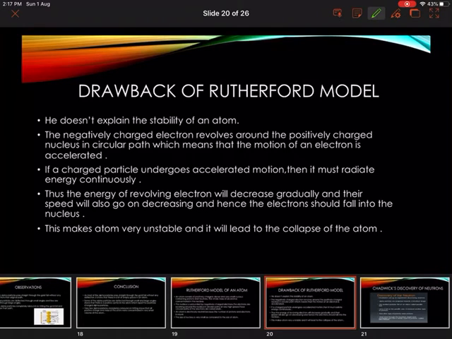But what is the drawback of the Rutherford model? First of all, he didn't explain the stability of the atom.